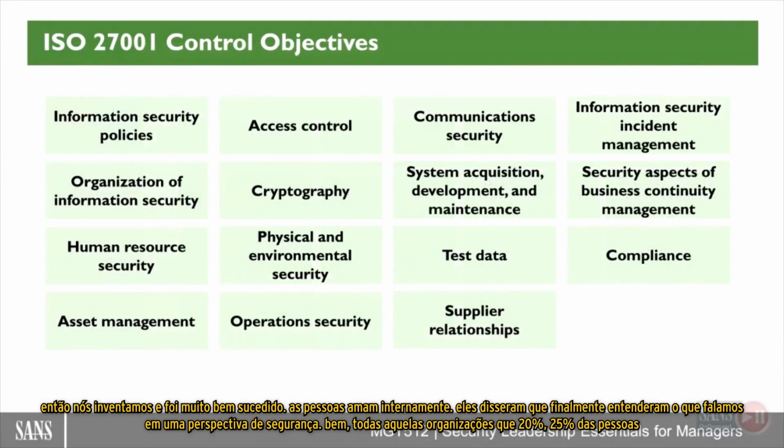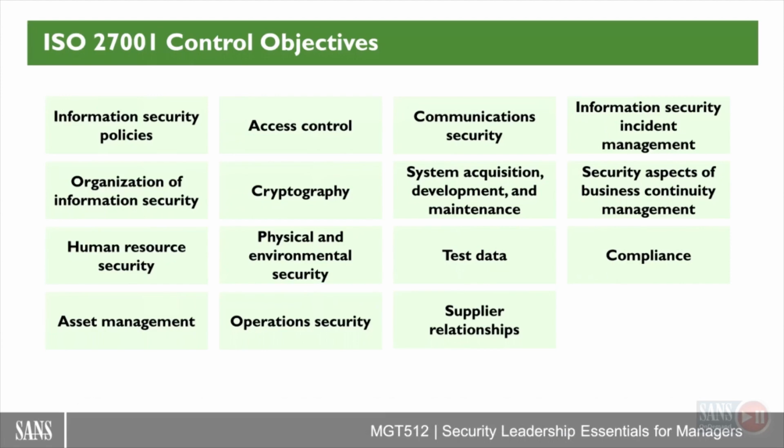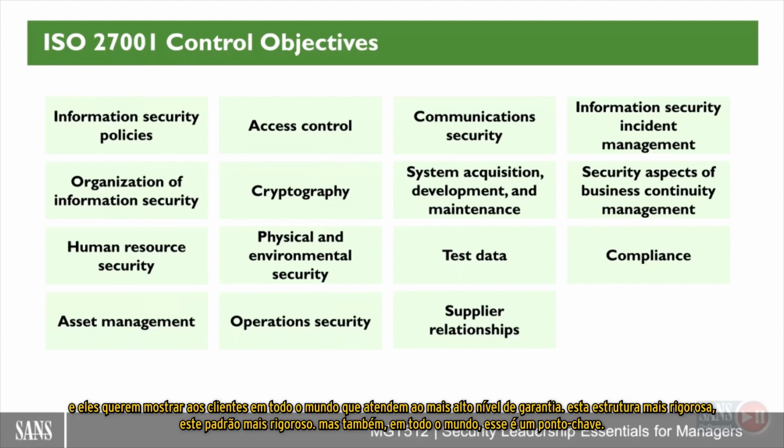Well, other organizations, right, that 20-25% of people, well, I say that they use it because they do have a business requirement. Every major cloud provider is 27001 certified. And that's because all the major cloud providers have customers around the world. And they want to show to their customers around the world that they meet the highest level of assurance, right? This more rigorous framework, this more rigorous standard.